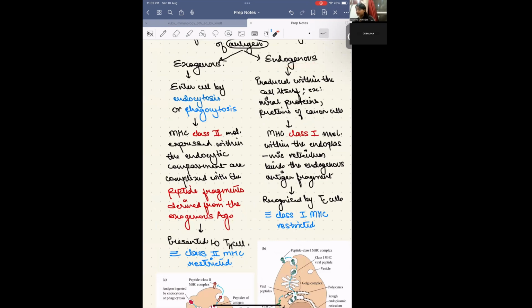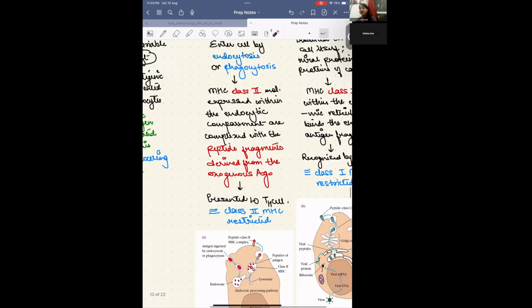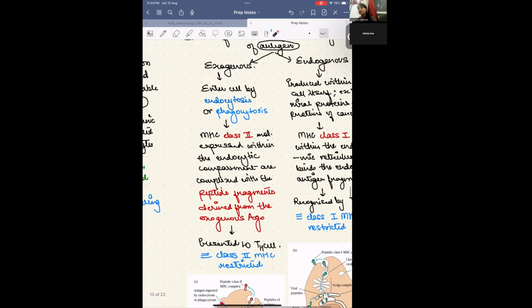So the MHC1 molecule, as we saw, is present inside the endoplasmic reticulum, binds the endogenous antigen fragment, and is recognized by TC cells. So that is why TC cells are called class 1 MHC restricted, because they can only recognize antigens with class 1 MHC molecules. On the other hand, we have the exogenous processing, wherein we have the antigen entering from outside the cell, say from endocytosis or phagocytosis.